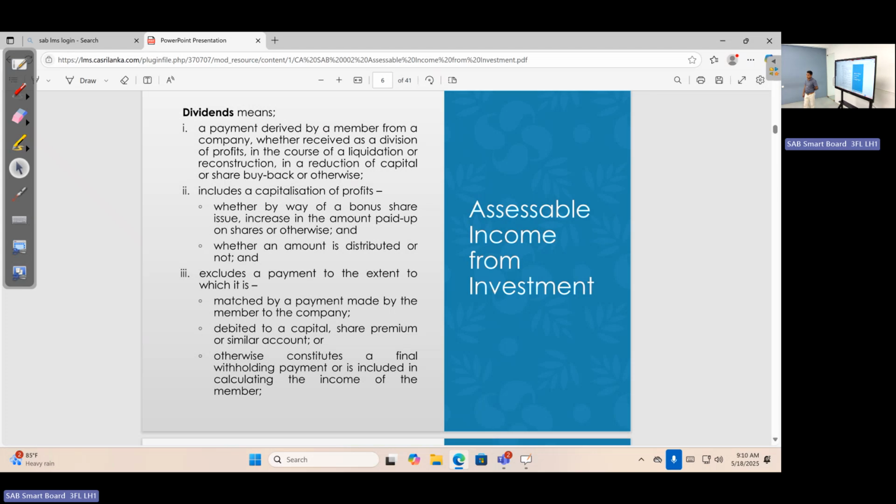Bonus shares: when a company issues bonus shares, the company is not paying any cash. They are increasing their share capital and capitalizing their resources. But it is treated as a dividend, so it is subject to tax. It is actually subject to withholding tax.